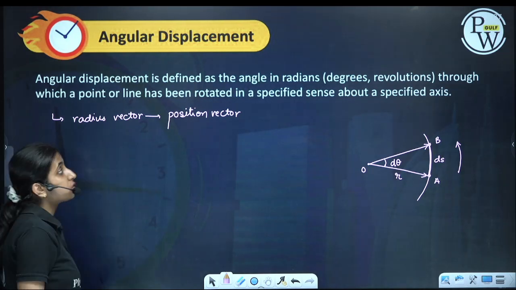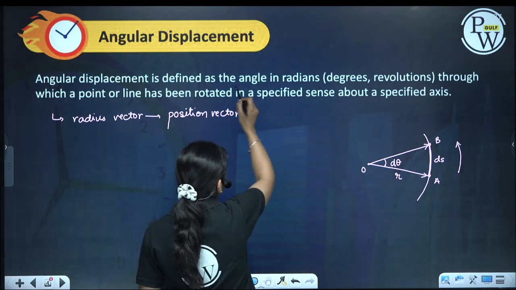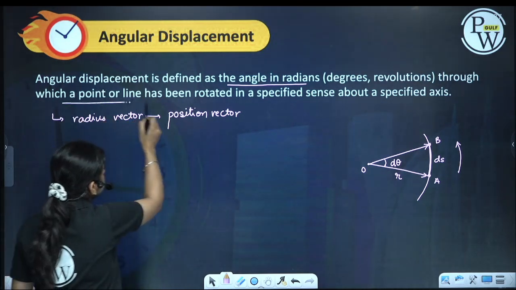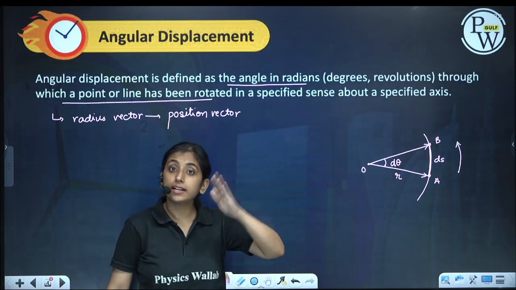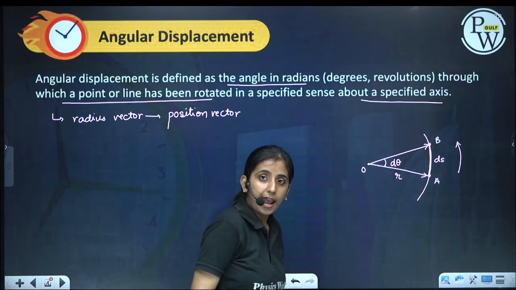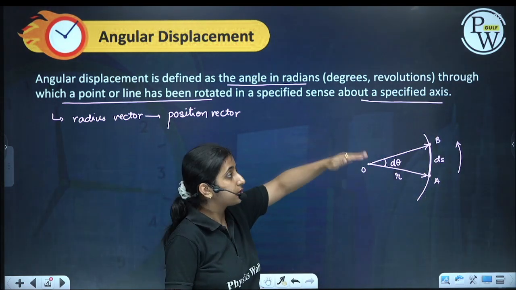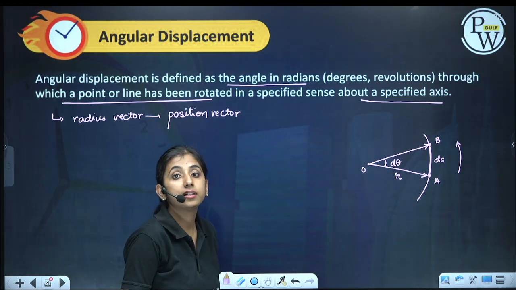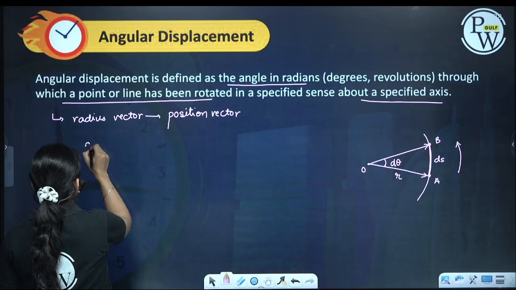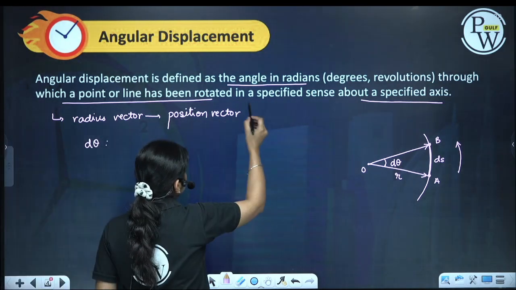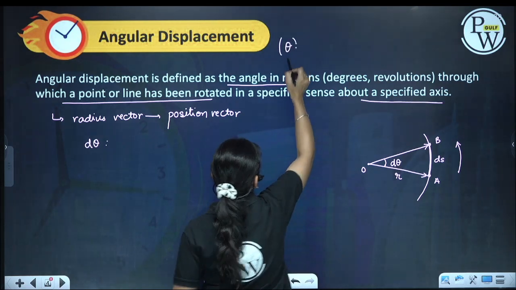So angular displacement is defined as the angle through which the point or line has been rotated in a specified sense about a specified axis. So this r vector is rotating about this axis, okay, so it is angular displacement. Angular displacement is denoted by theta.